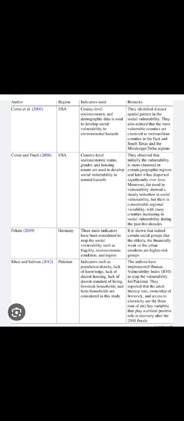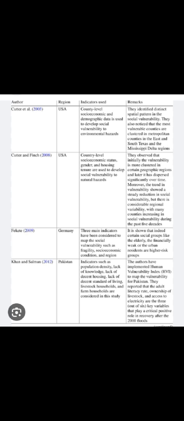A typical literature mapping, in a table format, does not have to be this. It contains different kinds of elements. There are some that contain much more information than this. As you see, the author section consists of the names of the authors. It's broken down into region. That is, the first paper was written in USA, same as the second paper. The third paper is written in Germany. The fourth paper is written in Pakistan.